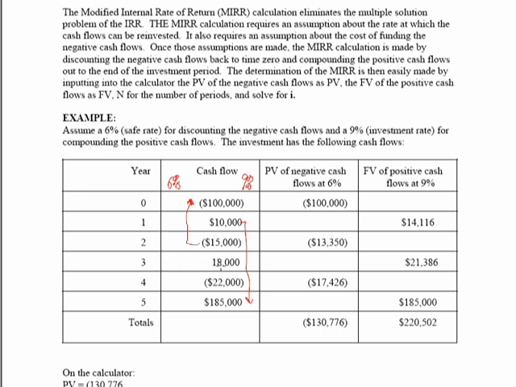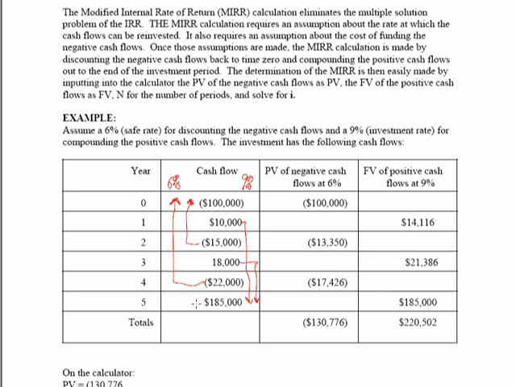Okay, and then year 3, we have a positive $18,000 cash flow. And once again, we're going to take the positive cash flows and put them in an account, reinvest them, and our assumption here is the reinvestment rate of 9%. And then year 4, we have another negative cash flow. We need to discount that negative cash flow back to year 0, again at our 6% discount rate, for 1, 2, 3, 4 periods.